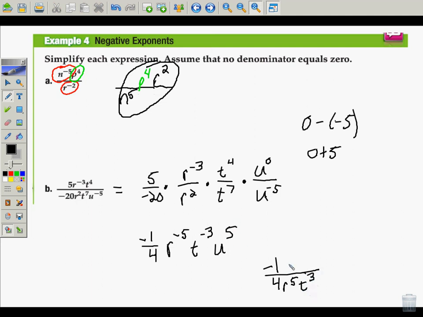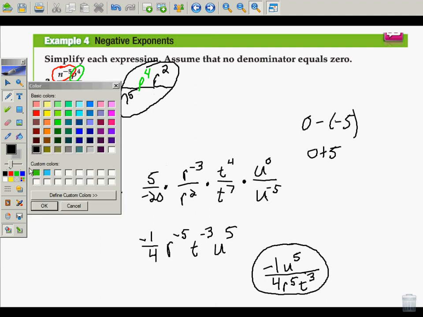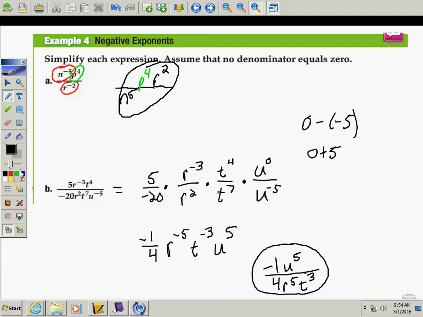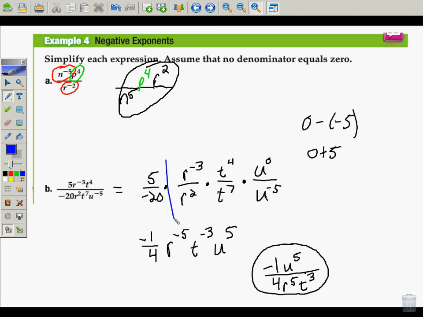And there's my answer. These problems are much simpler if you just think of them piece by piece. I am not going to expect you to always write out each individual piece like this, but just think about that we're breaking apart our fraction and thinking of the constants, then the r's, and the t's, then the u's. And remember, if you don't have a u in the numerator or you don't have a u in the denominator, just put a u to the 0 because we know anything raised to the 0 power is 1.